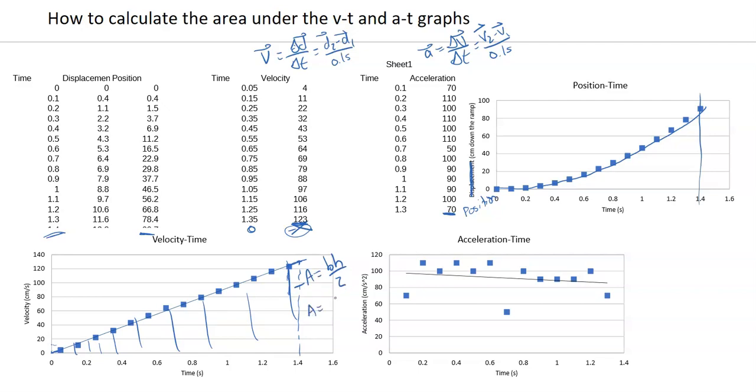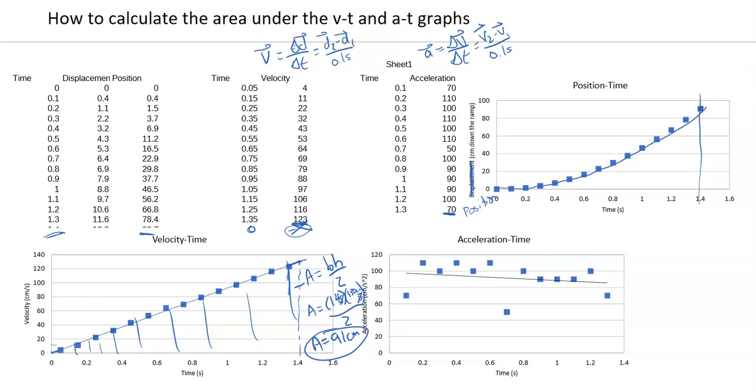And so we can say, well, the base in this case is 1.4 seconds. The height is about 130 centimeters per second, because it's velocity on that axis. And then we're going to divide that by 2, and we get 182 centimeters, because the seconds and the seconds cancel out. So 182 centimeters, and we divide that by 2, giving us 91 centimeters. So the area under that curve is 91 centimeters, which is very accurate to what I had as my final position on my position time graph.